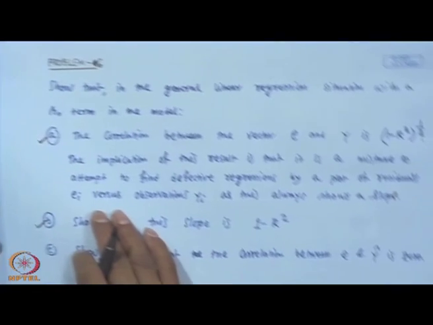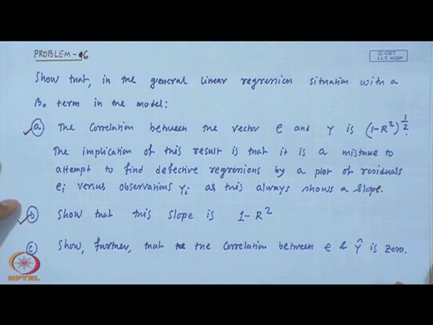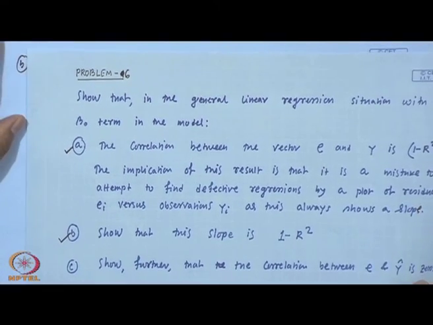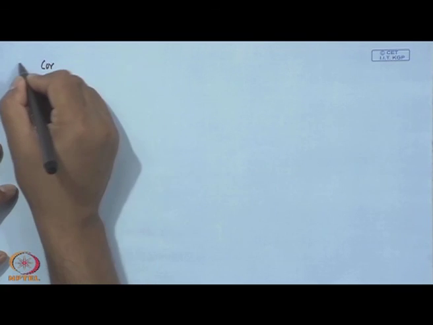And the third part of this question is to prove further that the correlation between E and y hat is equal to 0. See, in the residual plot, we plot E against y hat, because their correlation is 0. We have to prove that now. Maybe I have proved this during the class also.